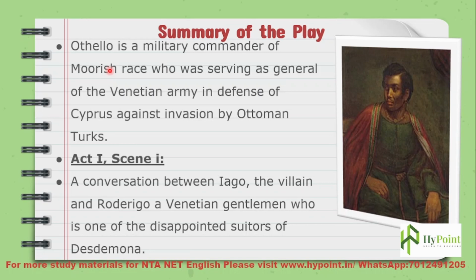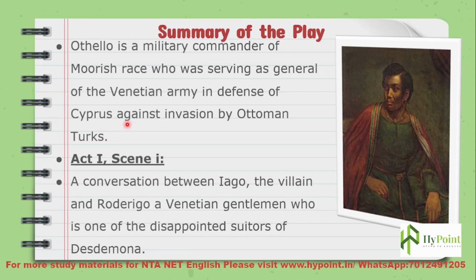Before beginning the play, you have to understand the position of Othello. Othello is a military commander of Moorish race who was serving as general of the Venetian army in defense of Cyprus against the invasion by Ottoman Turks. We have already discussed the setup of the play: the action of the play is happening in the background of the Ottoman-Venetian war, fought to have control of the island of Cyprus. Othello is a military commander serving as a general of the Venetian army in defense of Cyprus. Okay, remember that about Othello.